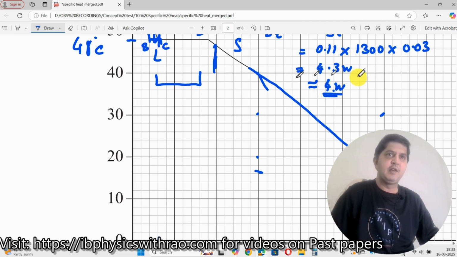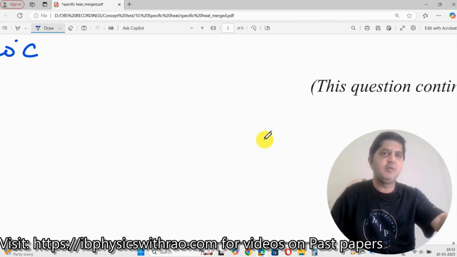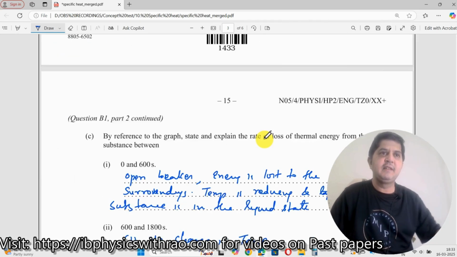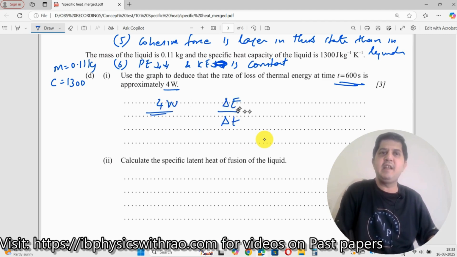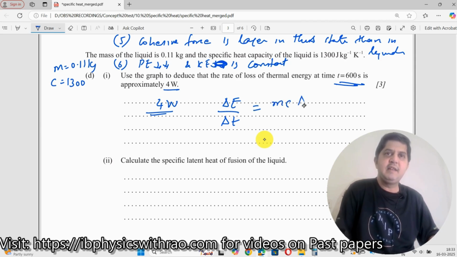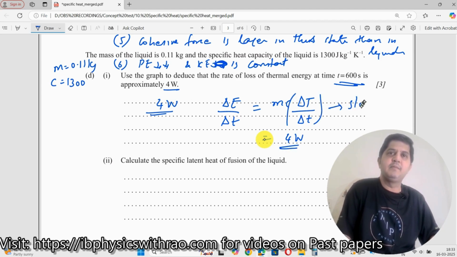Okay, this is how we do it. So thus I can now reduce this and say this is equal to 4 watt. How did we do it? We found delta E divided by delta T, which is mc delta T by delta T, and we substituted all the values over here to give rise to 4 watt. Okay, this I got from the slope.